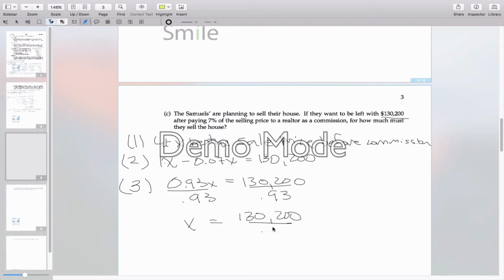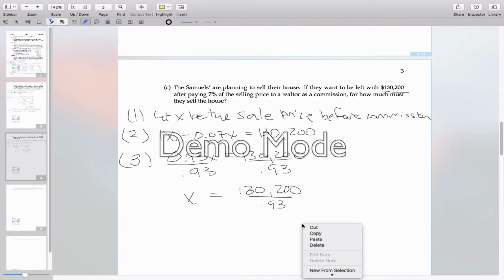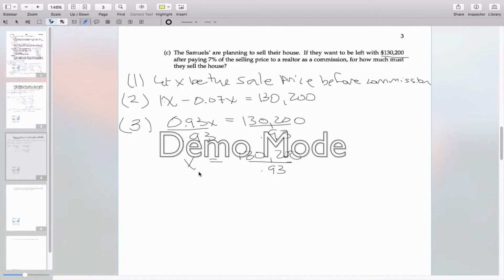X equals 130,200 divided by 0.93. Now I'm going to work through the long division here and show you what the quotient comes out to be. Remember that I can multiply the numerator and denominator by the same number and not change the quotient.